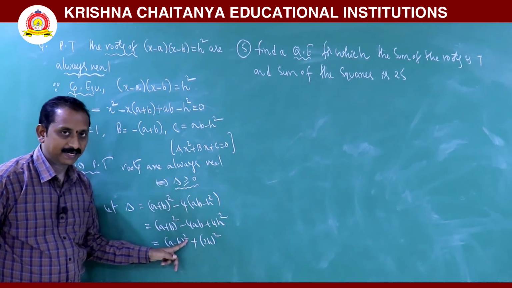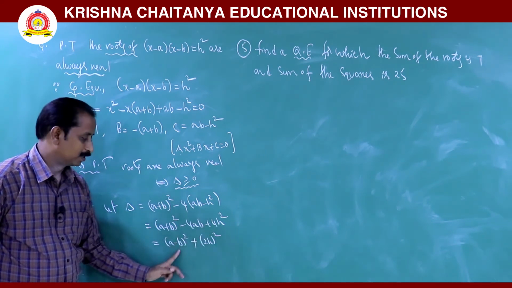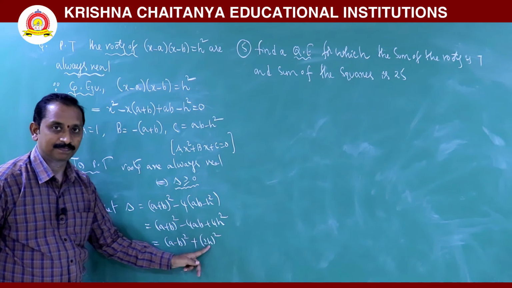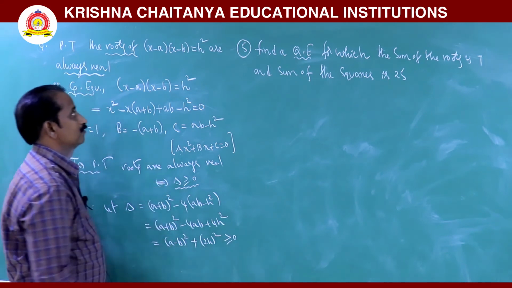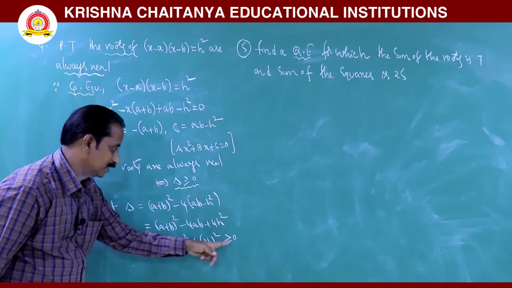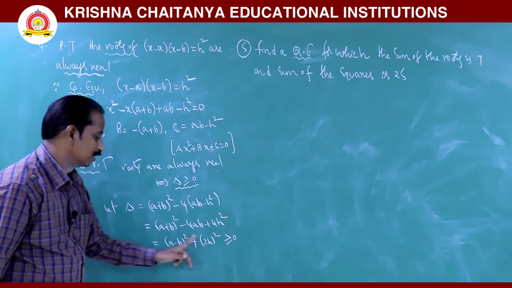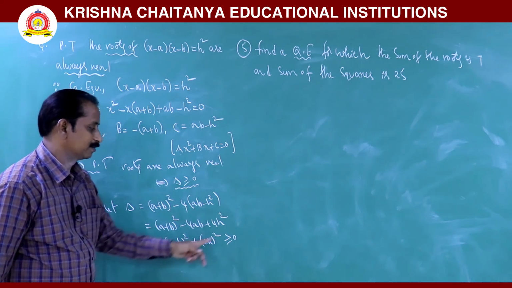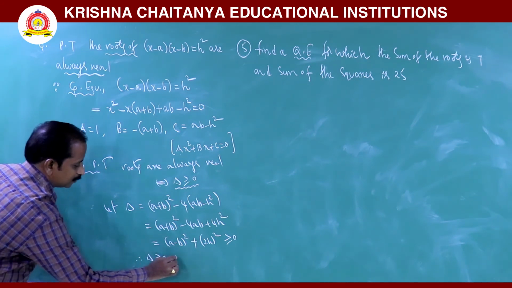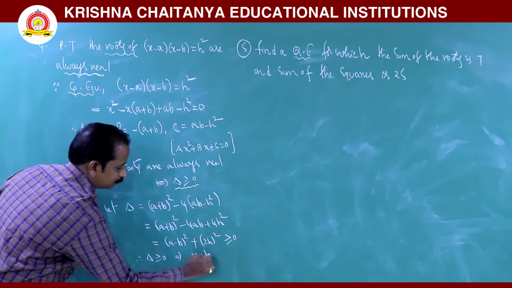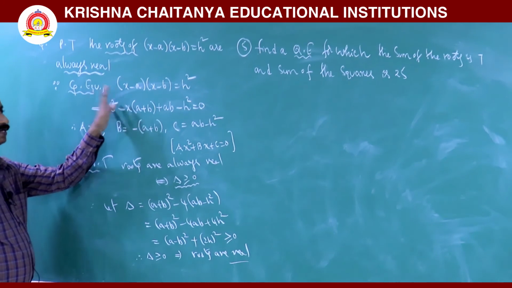A square is always positive. 2h whole square is always positive. So positive plus positive gives us positive. Therefore it is always greater than or equal to 0. It equals 0 when a is equal to b and h is equal to 0. If a is not equal to b and h is not equal to 0, it is mandatorily greater than 0. So therefore delta greater than or equal to 0 means roots are real. This is the solution of the respective problem.